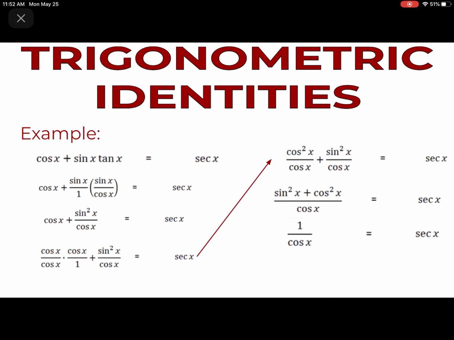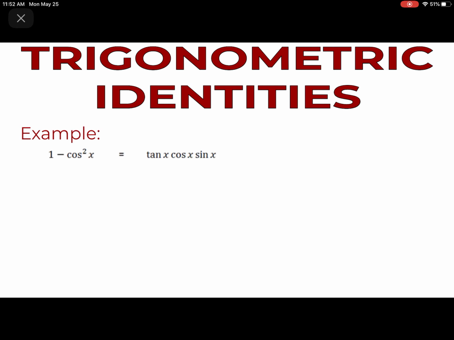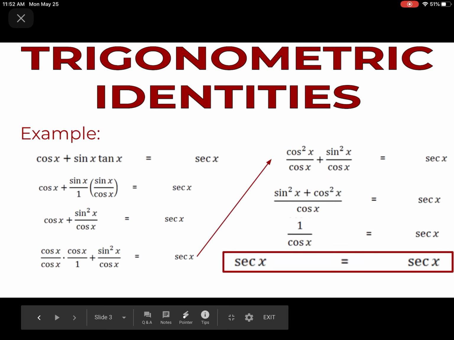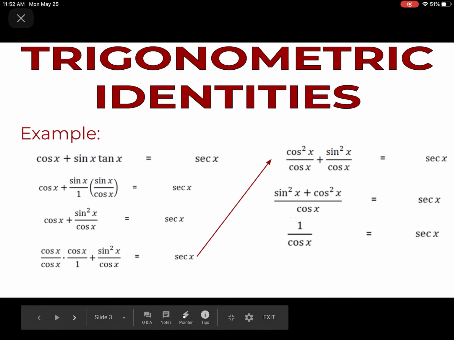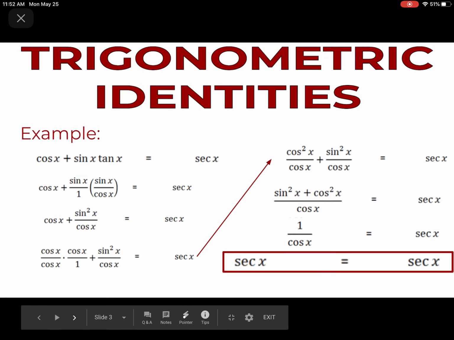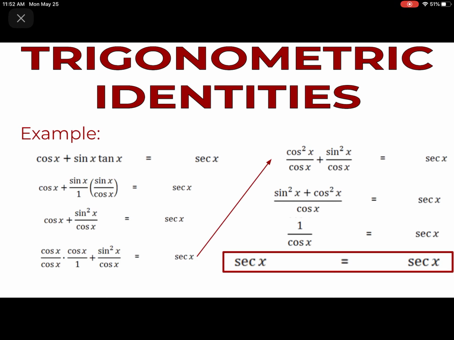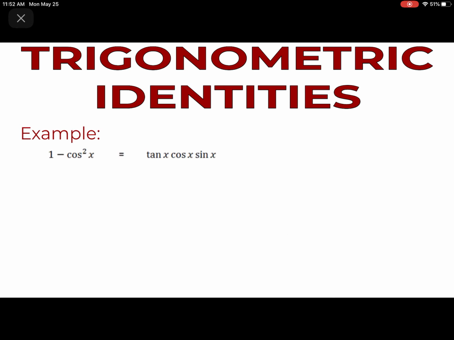Okay, using my Pythagorean identity, sine squared of x plus cosine squared of x equals 1. So 1 over cosine x equals secant of x. And since that is our identity and our definition, secant of x equals secant of x, and this is proven. Okay? Now, on to our next example.